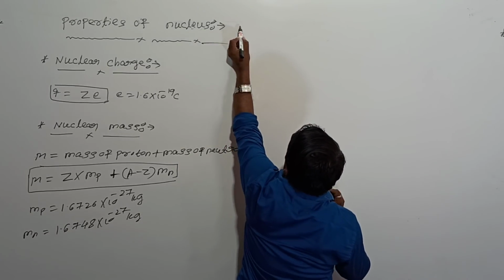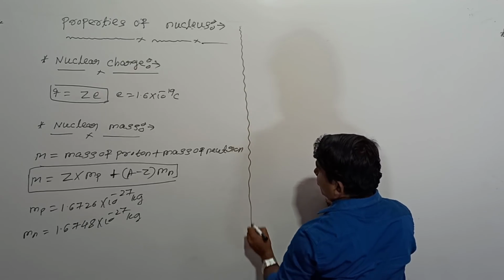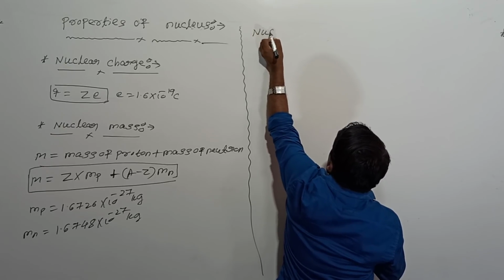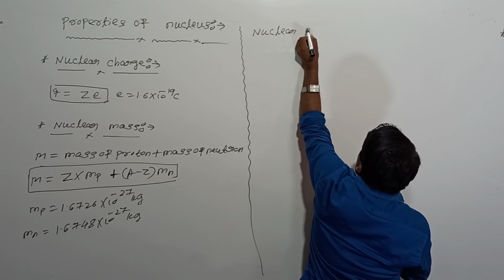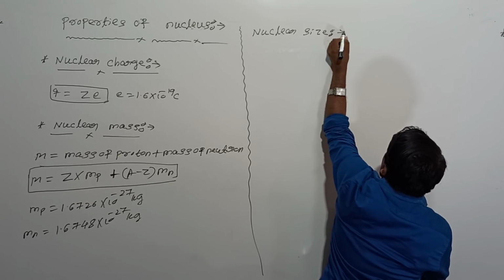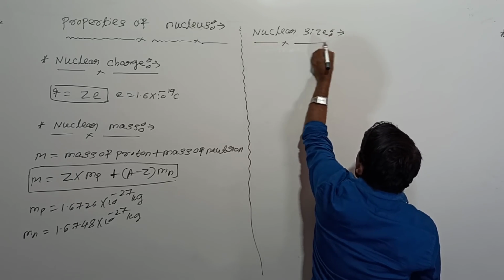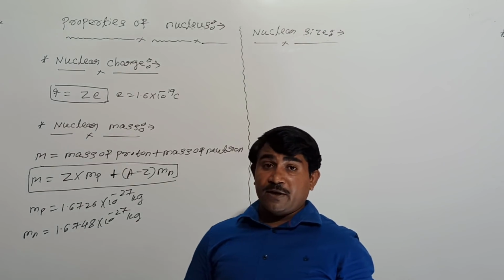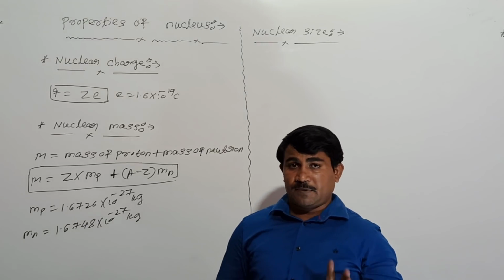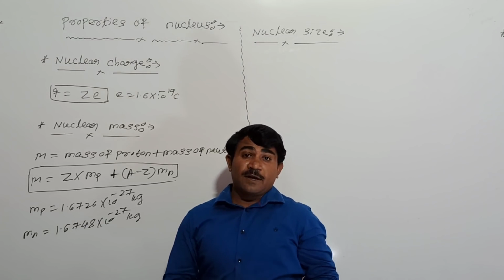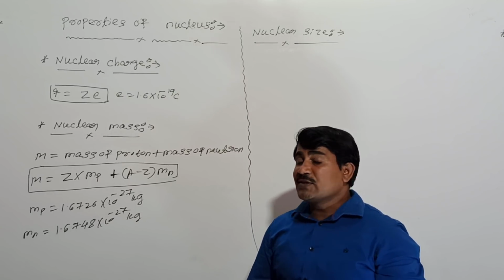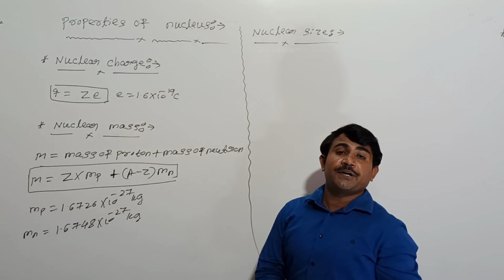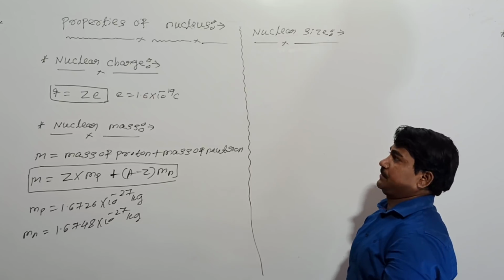Next property of nucleus: nuclear size. Students, from Rutherford alpha ray scattering experiment, it is found that the atom is spherical in nature and the size of the nucleus is very small, of the order of Fermi. I mean of the order 10 raised to minus 15 meter is the size of the nucleus.